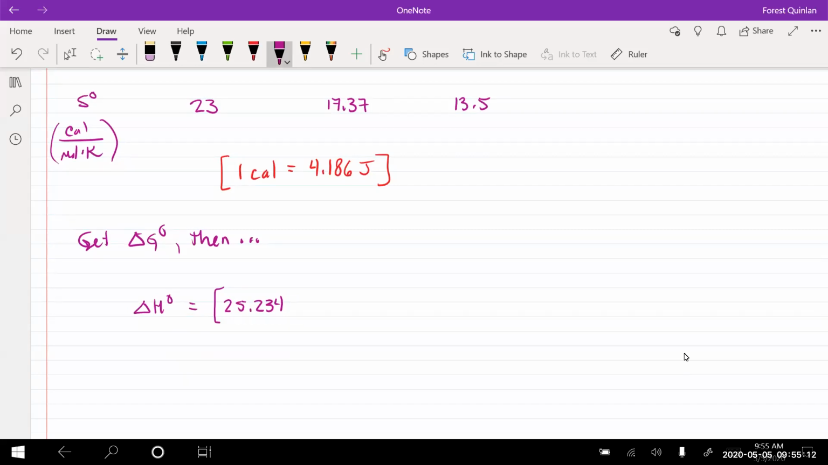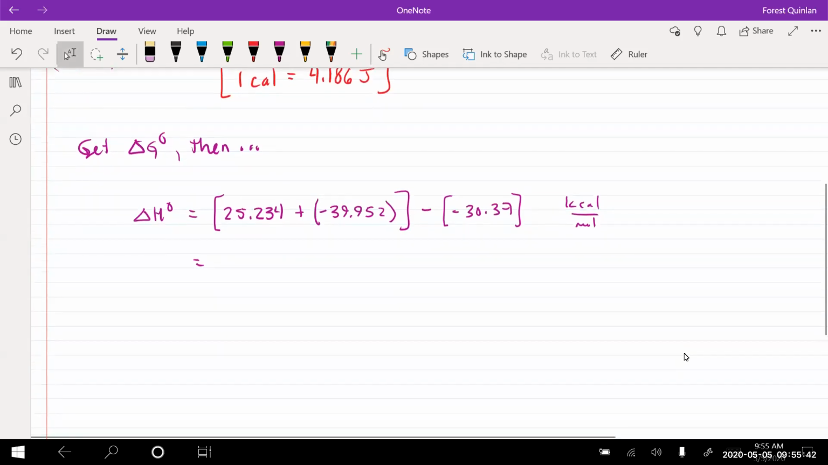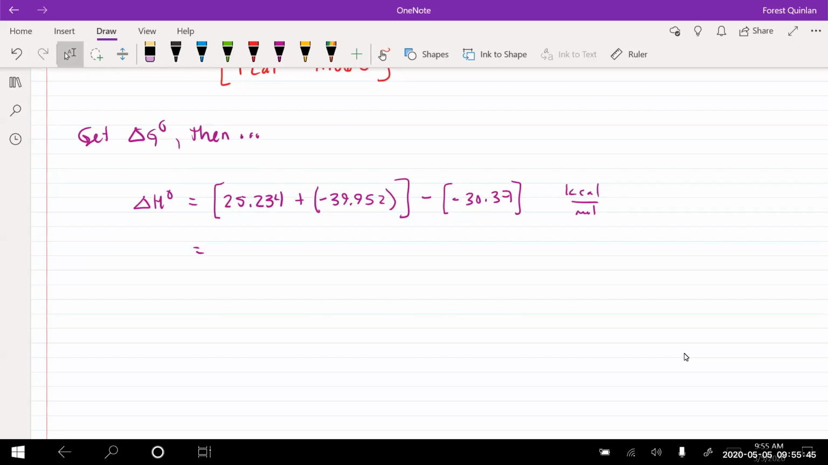Man, if I could write a plus sign. Plus the negative 39.952. That's the products minus the reactants, a negative 30.37, and these are all in kcal per mole. So if you do this, as I keep saying, it's just math. We're just plugging and chugging at this point. We get 15652 kcal per mole.